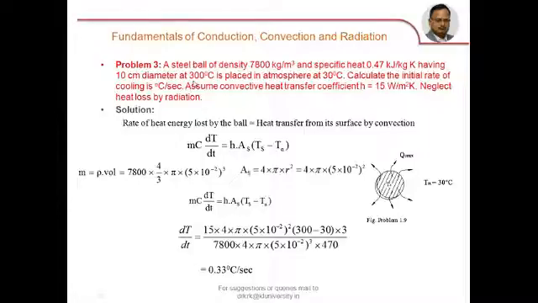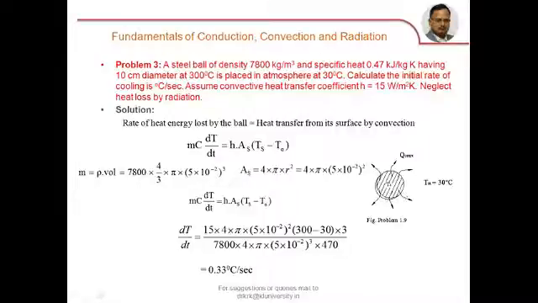Then the third problem, again on convection. Consider a steel ball of density 7,800 kg per meter cube and specific heat, etc., placed in atmosphere. Calculate the initial rate of cooling in degrees centigrade per second. Assume the convective heat transfer coefficient is 15. Neglect the heat loss by radiation. See here, the steel ball is at 300 degrees centigrade, kept in an environment at 30.